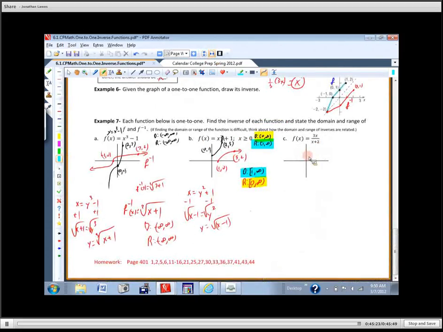Okay, real quick look at the last one. Let's see, we're out of time. Try and do that one on your own. We'll start with that one tomorrow. You should be able to get started on the assignment.